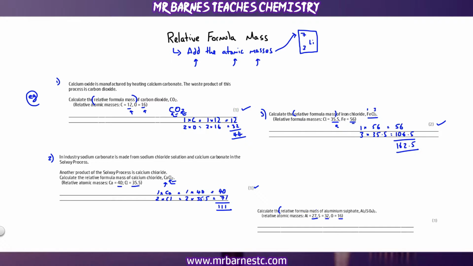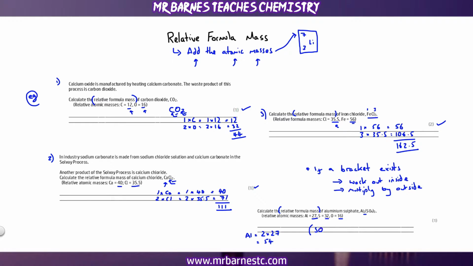And then the final one in this section, again, it tells you relative formula mass. The second you see that, add it together. You've got a more difficult one here of aluminium sulfate. Key thing, if you see a bracket, work out what's inside the bracket and then multiply it by what's outside. So if we use this as an example, aluminium, I've got 2 of. That's nothing to do with the bracket, so that's just 2 times 27, which is 54.